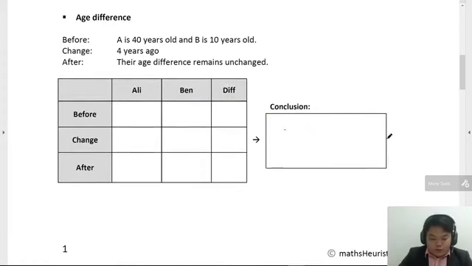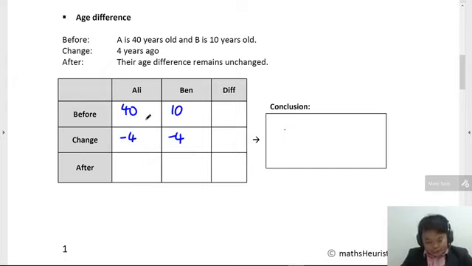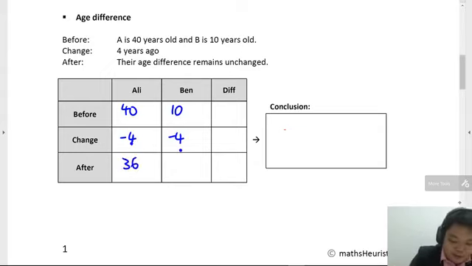So let's move on to age difference. So this part here, okay, let me explain this and then I'll teach all those who are celebrating Chinese New Year a trick. Now, A is 40 years old and B is 10 years old. 4 years ago, if you are going back 4 years in time, both of them have to go back 4 years in time. It is not possible for one of them to stay at the present and only the other person goes back in time. That's not possible. I mean, at least not today. Maybe 1,000 years down the road it may be possible.